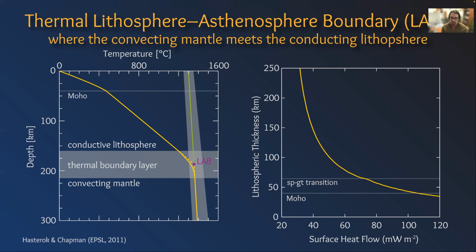But regardless, we can parameterize these models in terms of the surface heat flow. So here, looking at surface heat flow from 20 to 120 milliwatts per meter squared, which are fairly typical for continental lithosphere, lithospheric thickness may range from about 30 to 40 kilometers up to about 250 kilometers. And starting at relatively low heat flow, there's a rapid decrease in lithospheric thickness as heat flow increases, which eventually levels out.